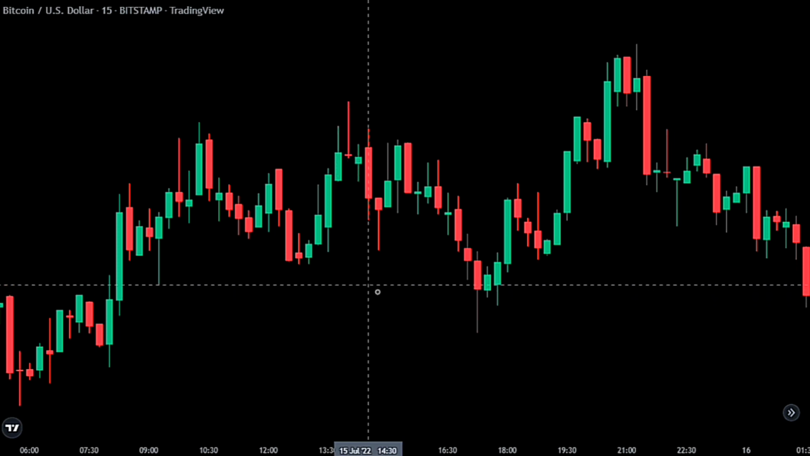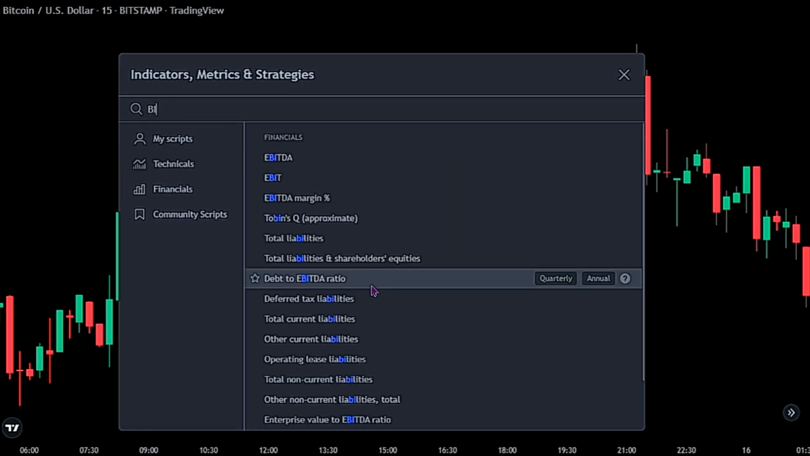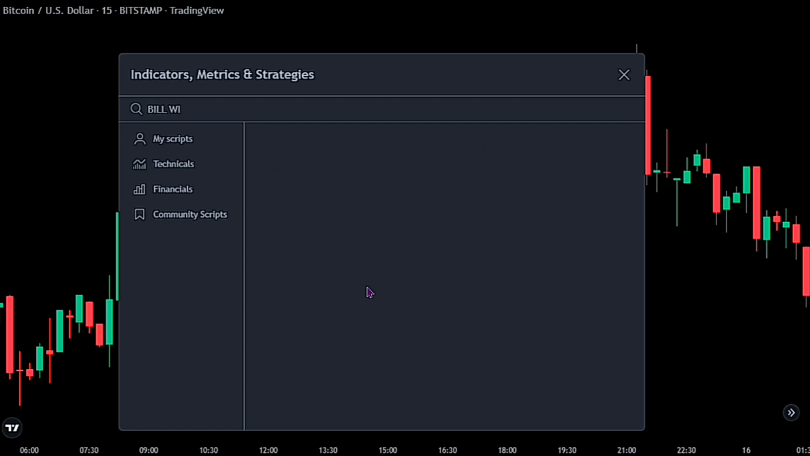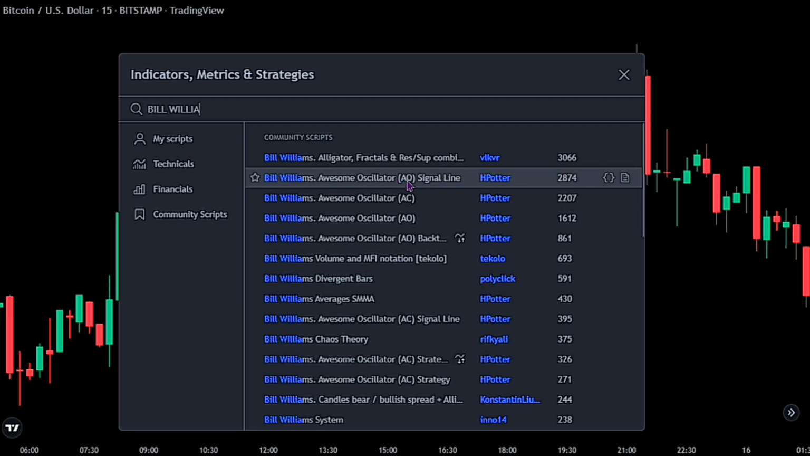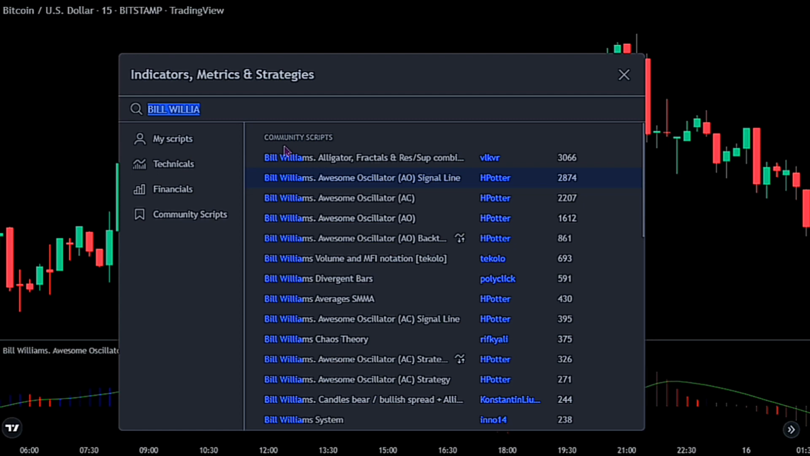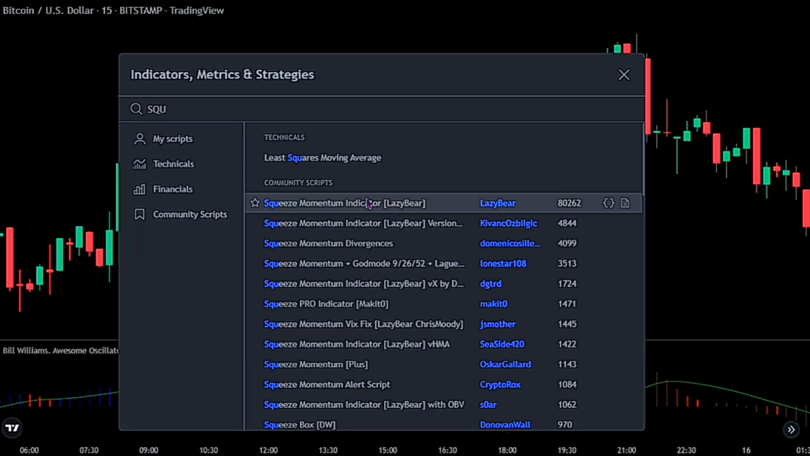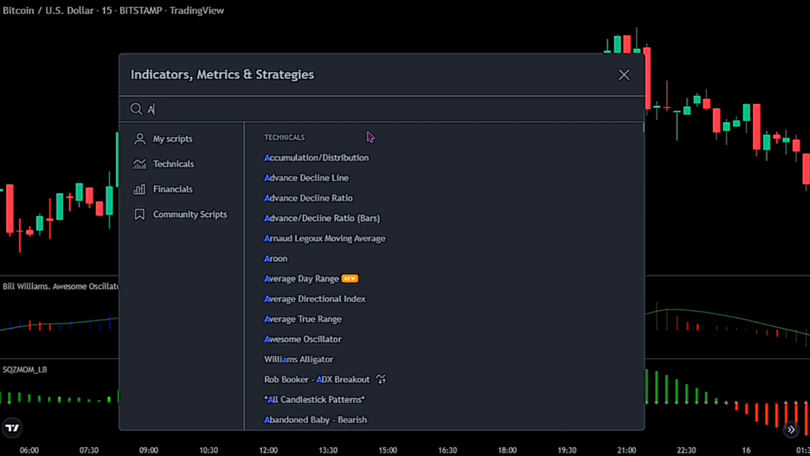For the first indicator, let's search for Bill Williams' Awesome Oscillator. This one here by HPotter, as you can see there are a lot of them in the search results. For the second indicator, let's add the famous LazyBear Squeeze Momentum indicator, as it has been the most popular TradingView indicator since 2011. Now, for our last indicator, we will be adding the ATR-based indicator.